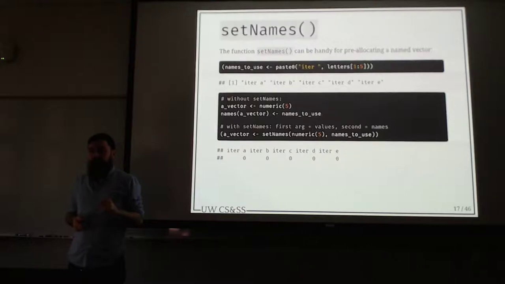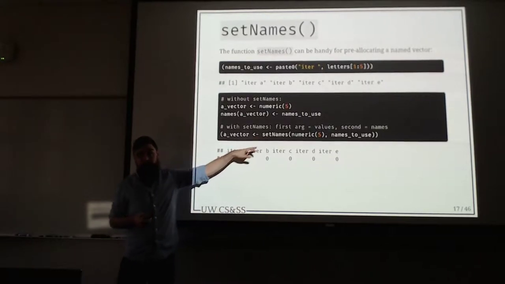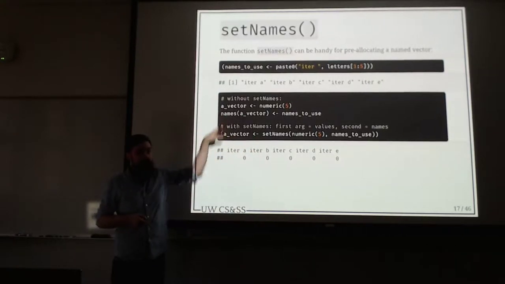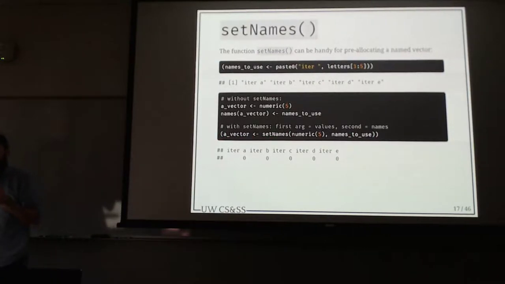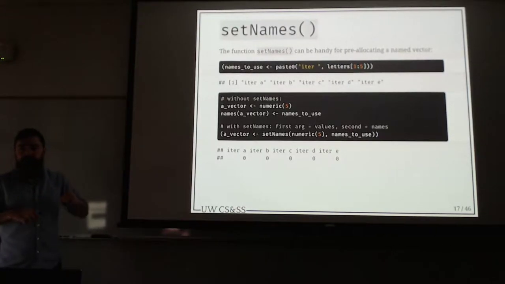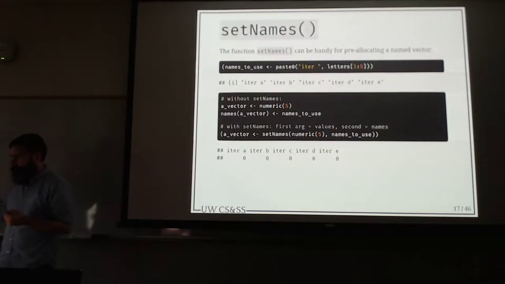Later on, if you decide to make functions that assign or generate data or something like that, this will work much better inside a function than this will, but otherwise they're equivalent. I use this because it saves me one line of code, and anytime I can save one line of code, I generally do it. Does that make sense? Use set names, try it out. It's kind of a nice little function.